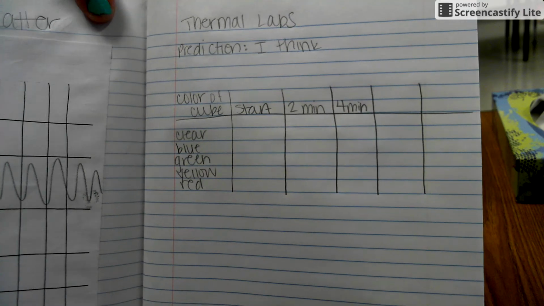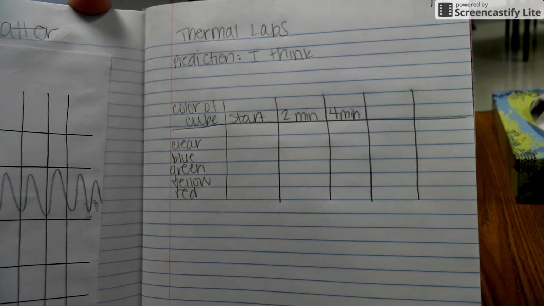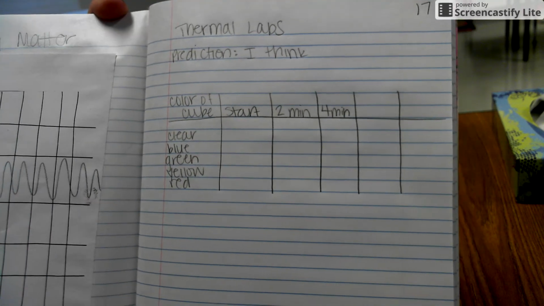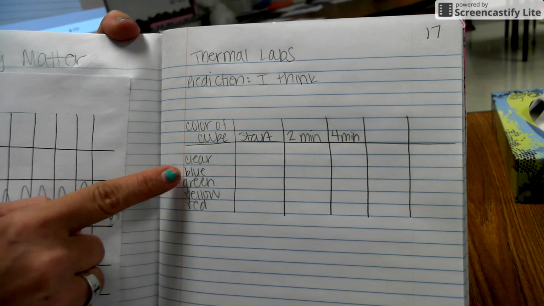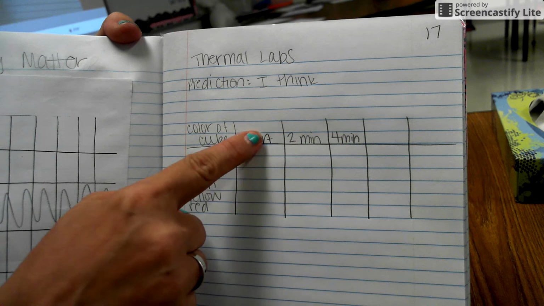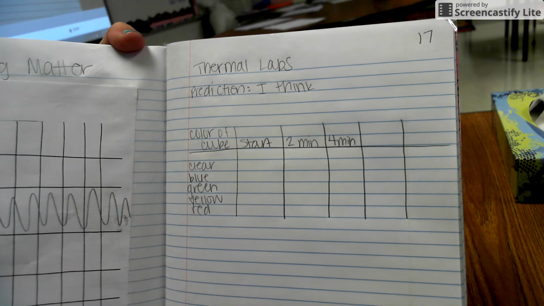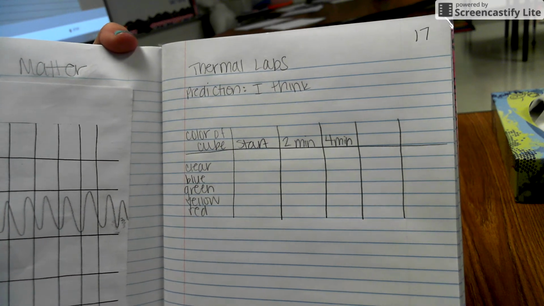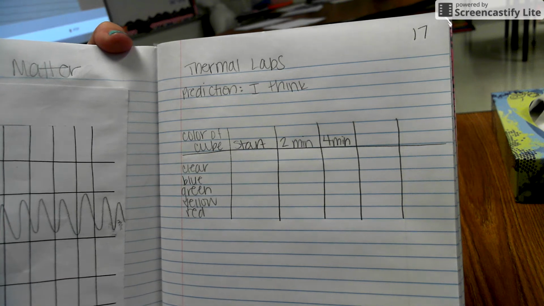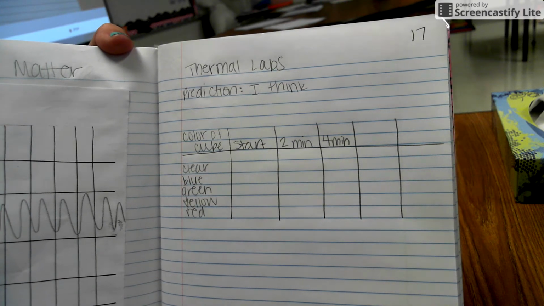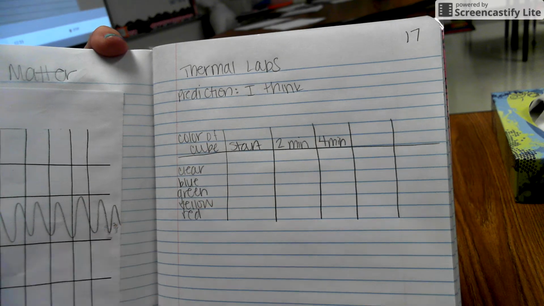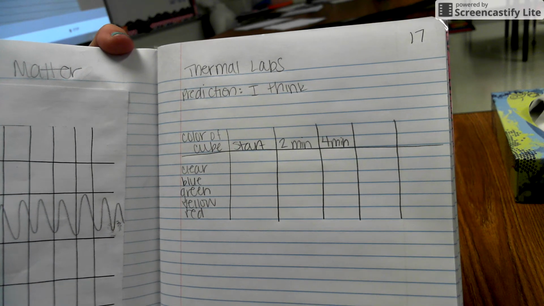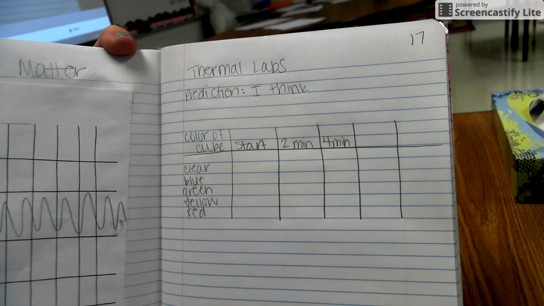Okay, so while I'm doing the demonstration, you're going to be putting notes in this chart. So I want you to pause and copy down this chart. So you have the color of cube, clear, blue, green, yellow, red. You have the start, which is going to be our starting temperature, which I will tell you for each one. And then after 2 minutes and 4 minutes, we're going to write down the temperature, and then we might go 6 and further. So we'll just have to see. So go ahead and copy this down.